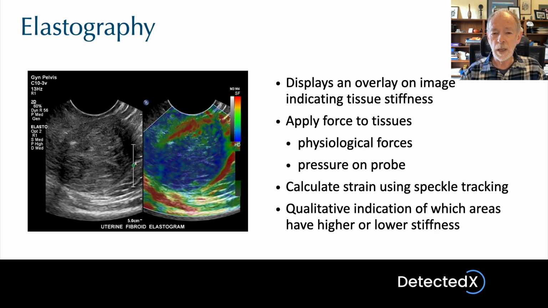As I said, the machine calculates the strain using speckle tracking and then gives a qualitative indication of the relative stiffness of the different tissues.